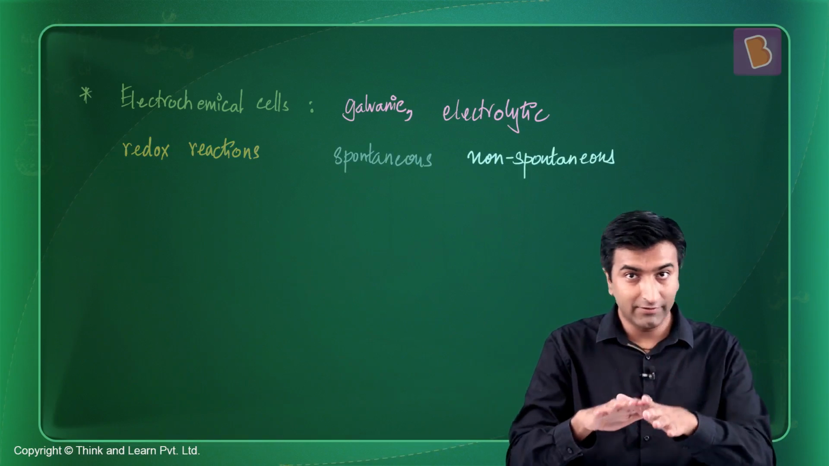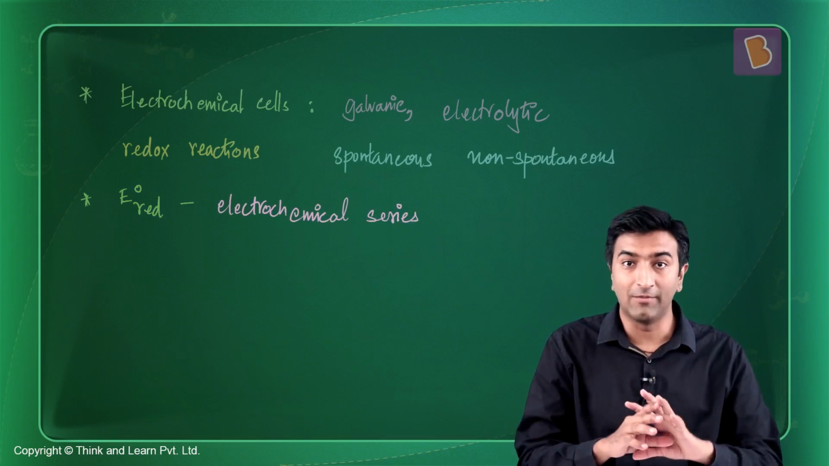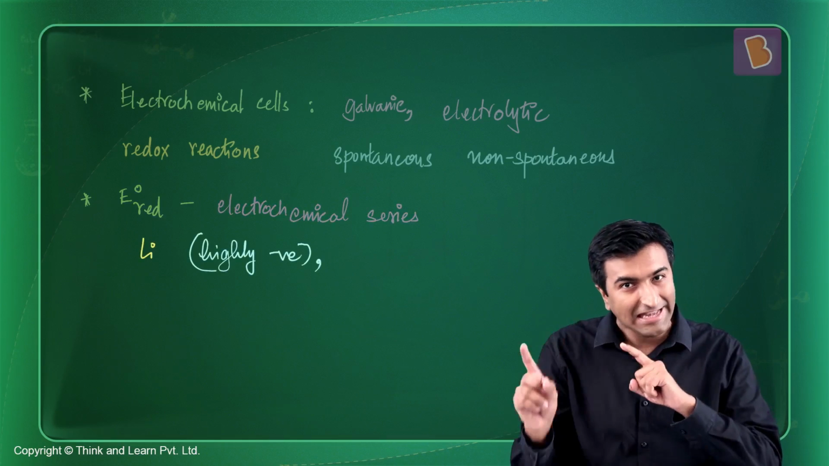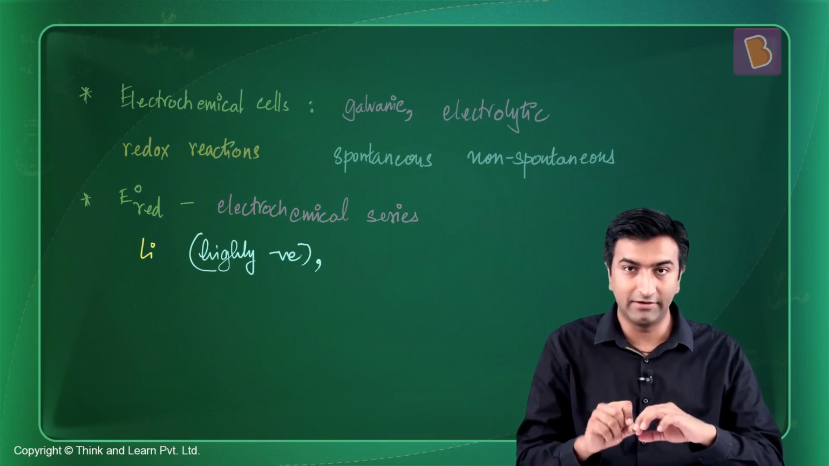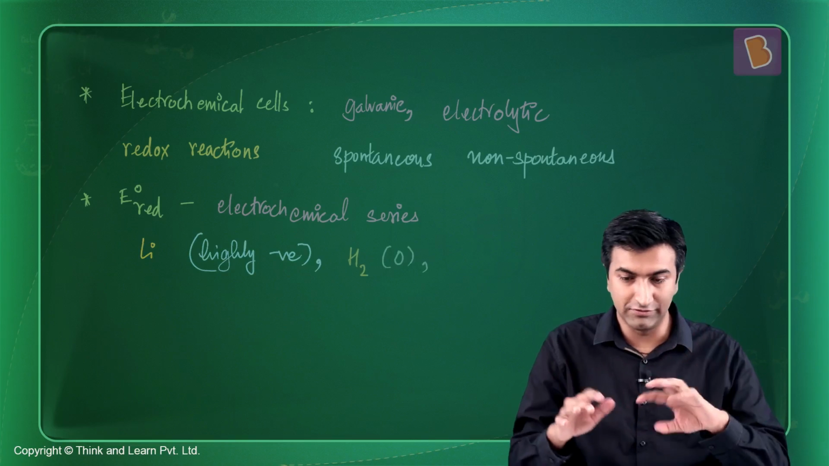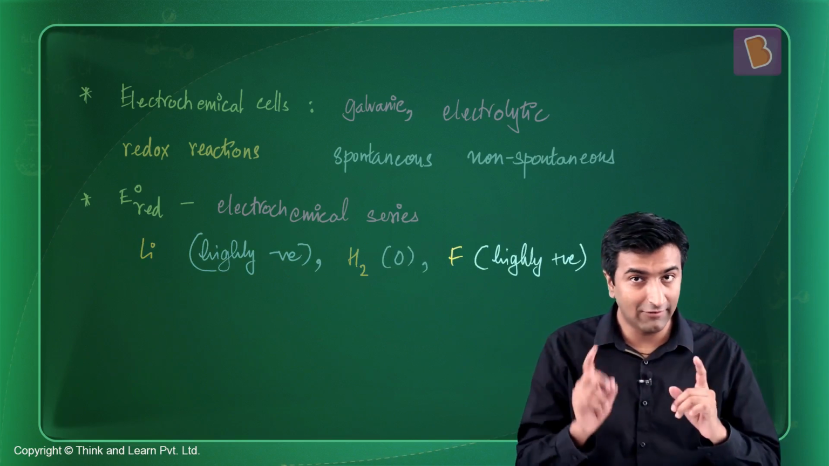You then go on and revise the idea of E0 reduction, the standard reduction potential, and you form the electrochemical series. Lithium there is highly negative, which means that it gives you the Li+ ion very easily. It doesn't like being reduced, prefers being oxidized. F is highly positive, which means that it likes forming the F- ion. This is a very, very important idea.